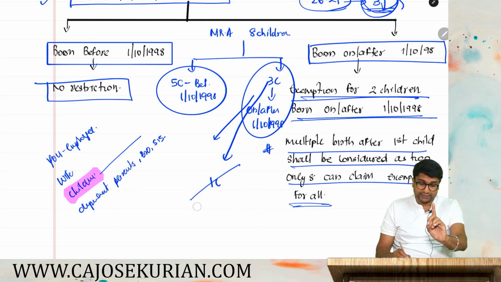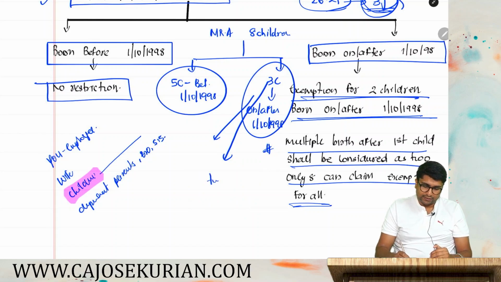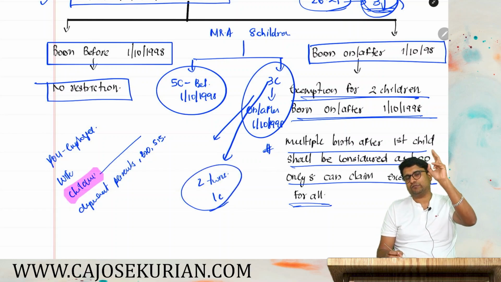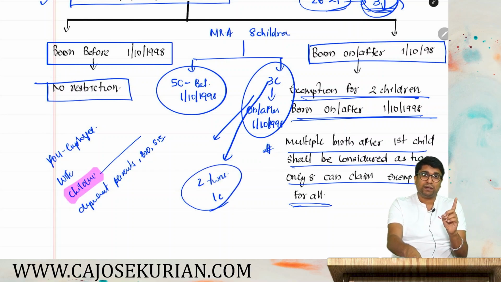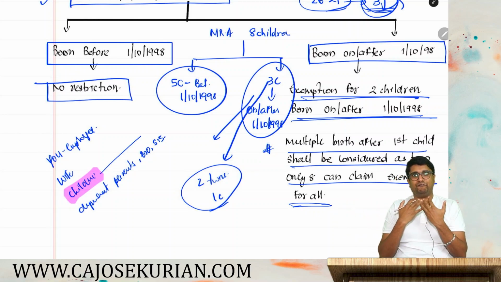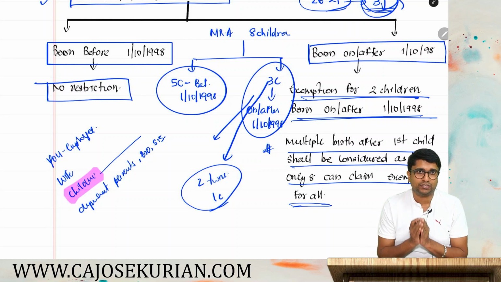However, there is another thing. After 1st October 1998, if the firstborn is twins, thereafter you have 1 child, then this is counted as 3 only. Then you can claim only the traveling cost of 2 children. That's it. After the first birth, if it is multiple, no problem. You can take all of them and claim the traveling cost of everyone as an exemption. That's what the department says.